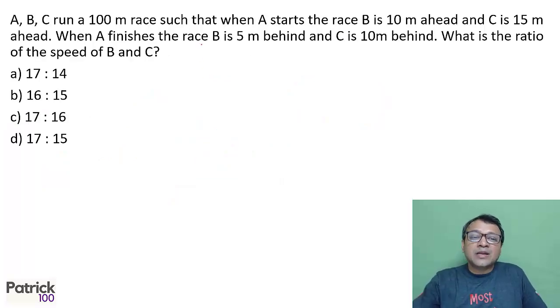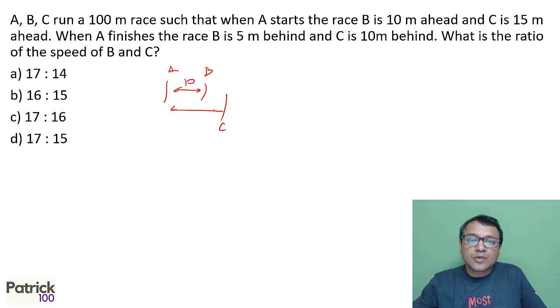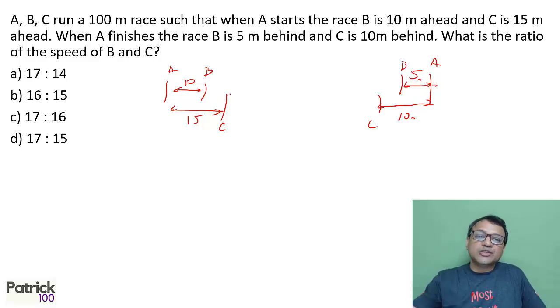A, B, C run a 100-meter race such that when A starts the race, B is 10 meters ahead and C is 15 meters ahead. And when A finishes the race, B is 5 meters behind and C is 10 meters behind. What is the ratio of speeds of B and C?